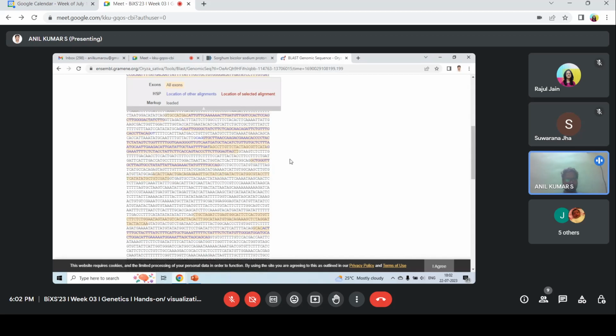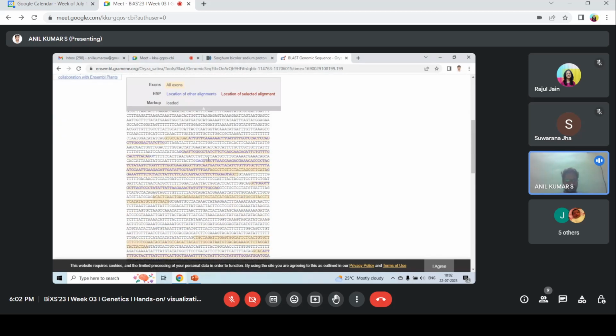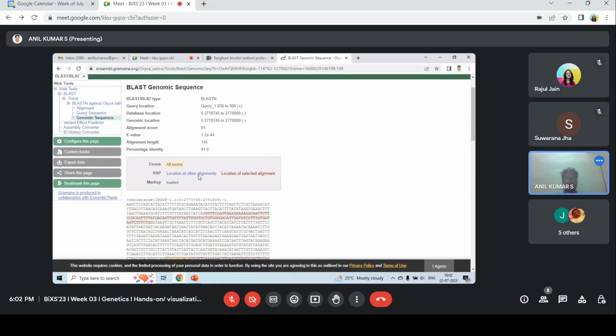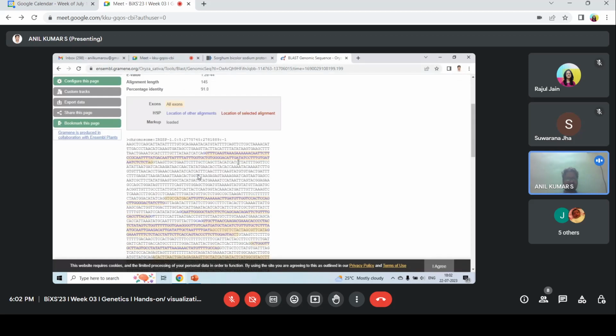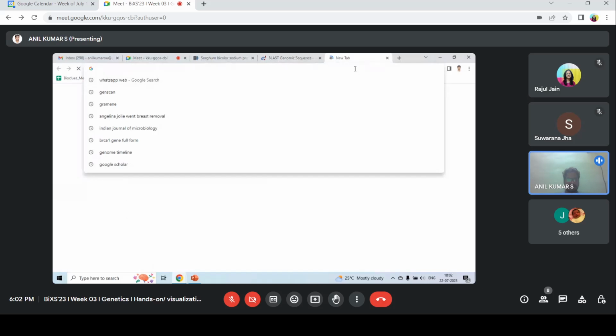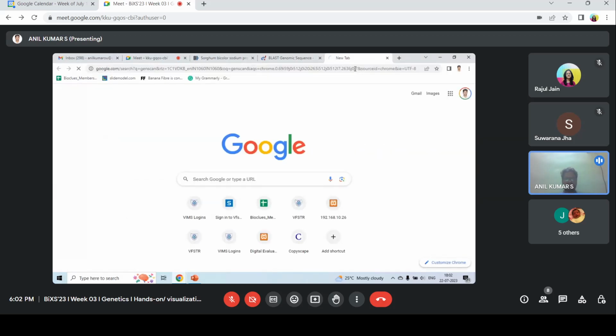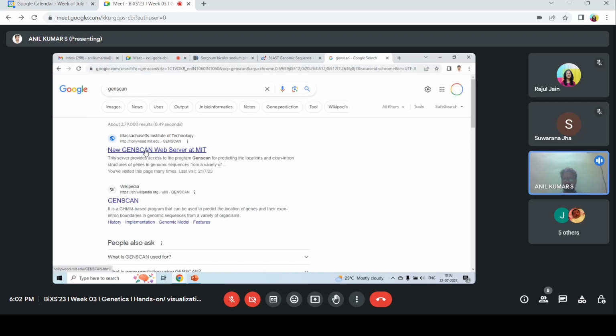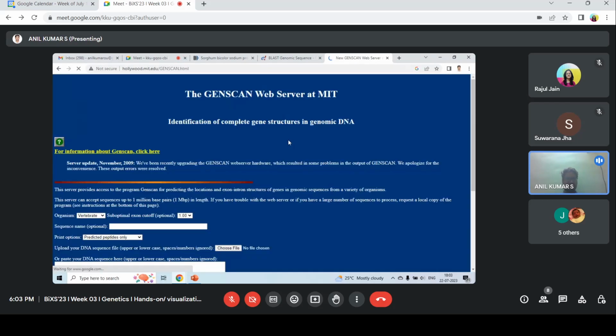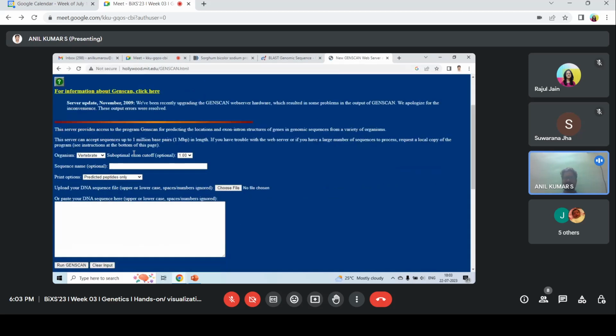Now, if you look at this particular page, you can see the presence of exons and some other elements, nothing but your introns. I will show that also. Once you get a page like this, you keep this aside and go with another server, nothing but GenScan. It is scanning of your gene, hence it is named GenScan. It is a web server developed by MIT. If you open the GenScan page, it appears like this.